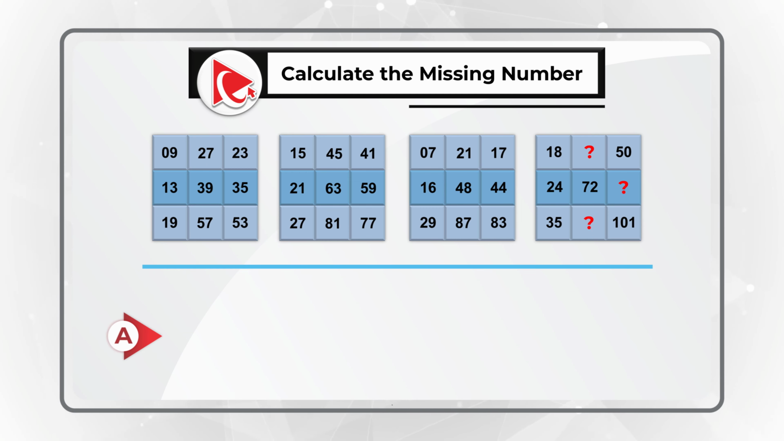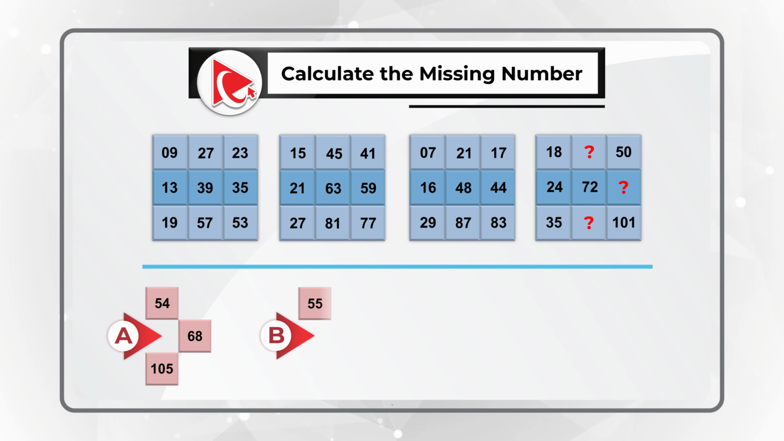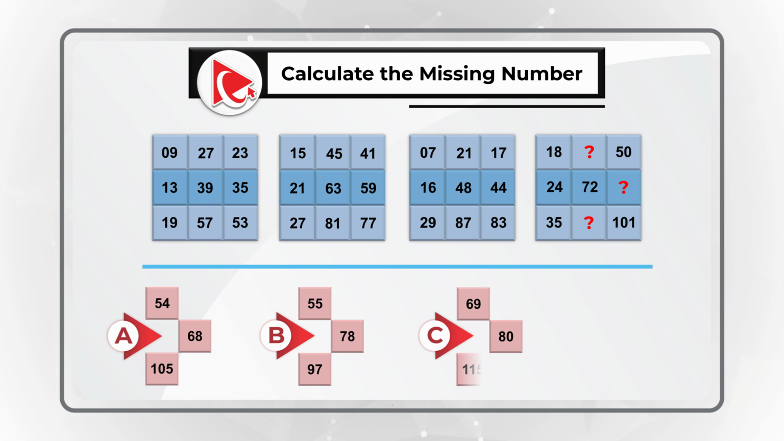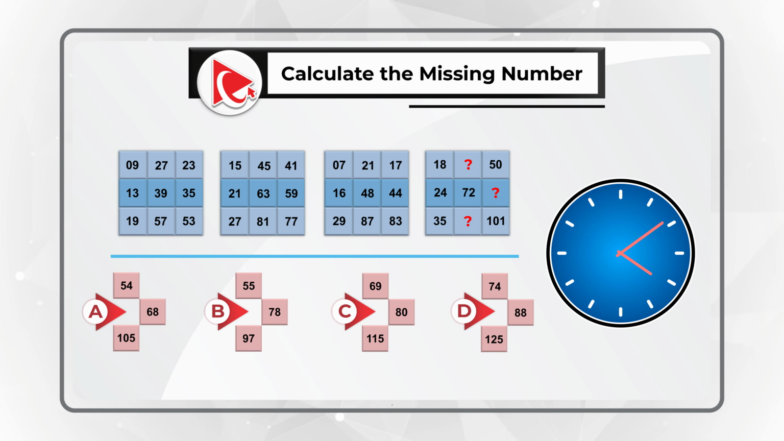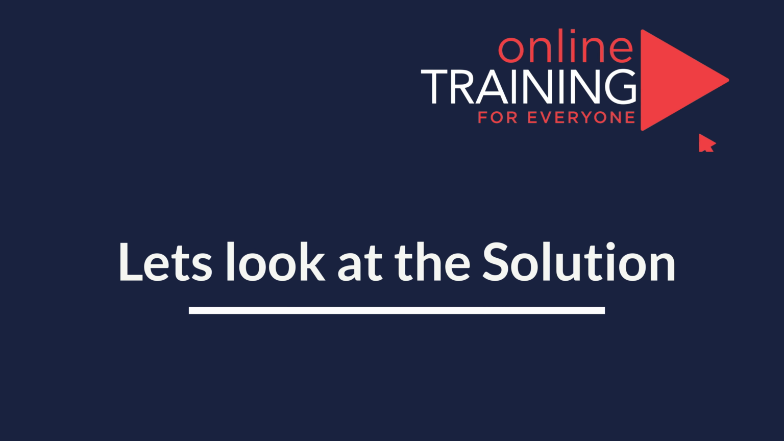Choice A, missing numbers might be 54, 68, and 105. Choice B, missing numbers might be 55, 78, and 97. Choice C is represented by the numbers 69, 80, and 115. And then choice D is 74, 88, and 125. Give yourself a little bit of time, maybe 20 to 30 seconds, by pausing this video to see if you can come up with the solution. And as usual, I am moving forward to reveal to you my version of the solution. And obviously, if you have a better way to solve it, please make sure to post in comments.